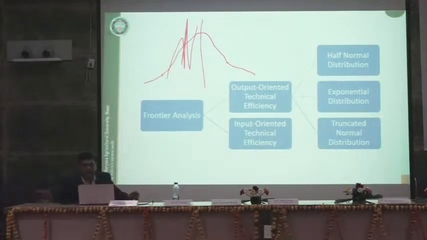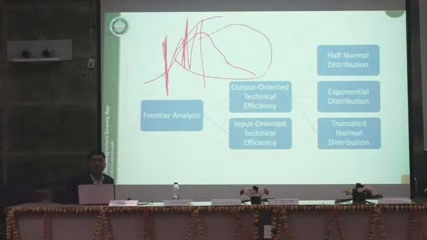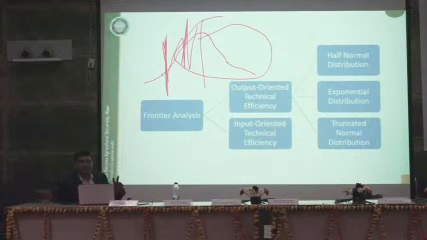Okay, and truncated normal means if we break the normal distribution from here, the rest of this distribution is called a truncated normal. So then we have to use a truncated normal distribution. So we have three distributions: one is half normal, another is exponential, and the third one is truncated normal, in the case of frontier analysis, to find out the output oriented technical efficiency.